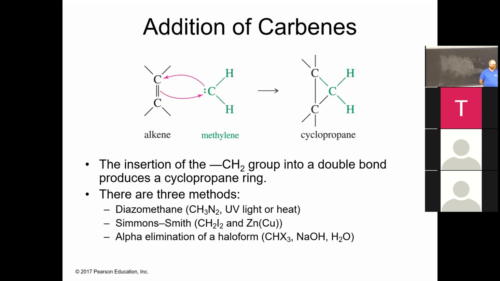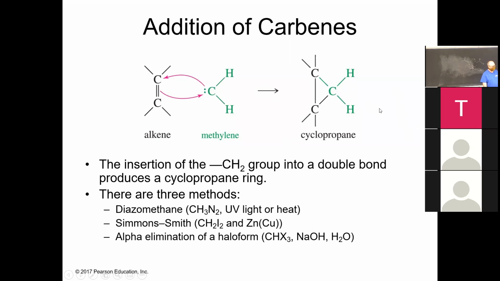Okay, next we'll look at addition of carbenes. Okay, this is a carbene. It's an unusual species. It lacks an octet. It has no charge, and it is both electrophilic and nucleophilic. So it accepts a pair of electrons to an empty p orbital, and then it donates a pair of electrons and forms this three-membered ring.